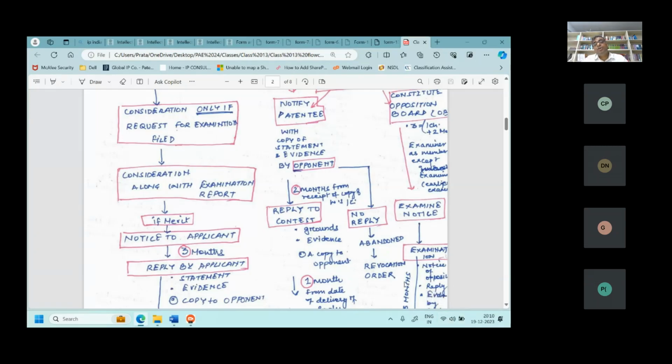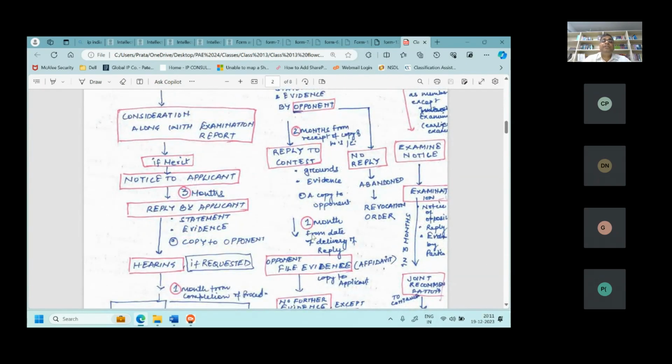If he replies and contests, then he has to state the grounds and evidence, and he has to send a copy to the opponent. Within 1 month from the date of delivery of the reply, the opponent needs to file the evidence with a copy to the applicant. Evidence is filed on the basis of an affidavit, where you solemnly affirm that whatever you are saying is true, and it is considered as good as an affidavit filed in a court.